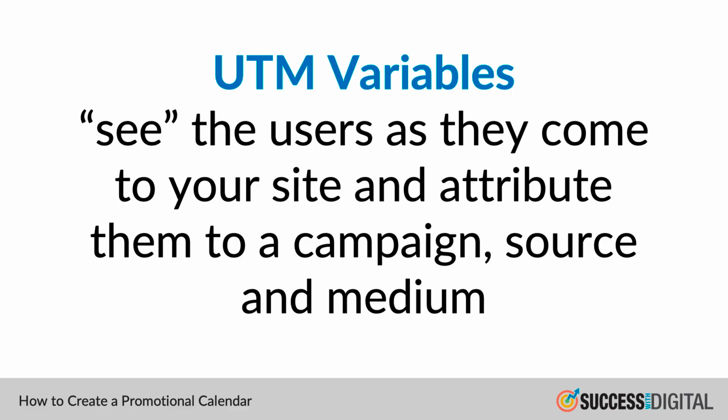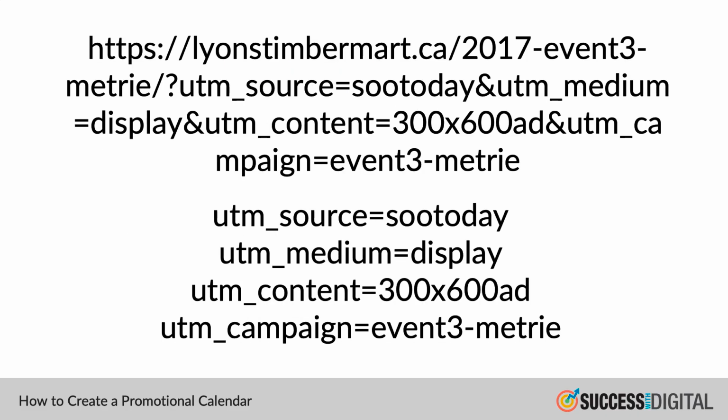So here's an example of a link, and you can see where this question mark is. After that, you'll be able to see that there's a source, a medium, a content, and a campaign. At the top is the actual link, and then below it, you can see that it's broken up between source, medium, content, and campaign.